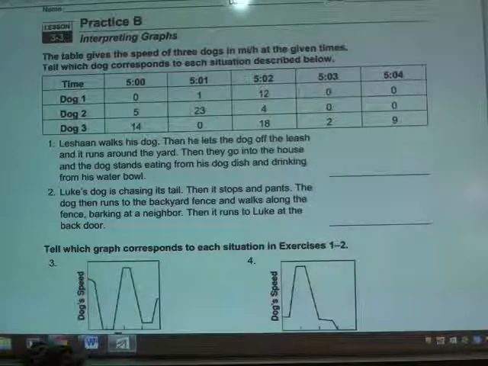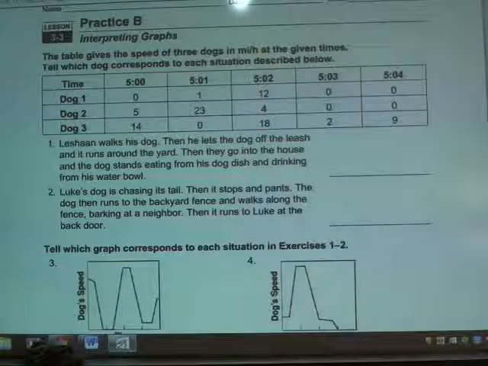And then they give you 3 different dogs and some times and the speed they're moving in miles per hour. And we're supposed to match up the situation with the dog number. So number 1 says LaShawn walks his dog. Then he's letting the dog off the leash and it runs around the yard. Then they go into the house and the dog stands eating from his dog dish and drinking from his water bowl. So let's look at what's happening there.